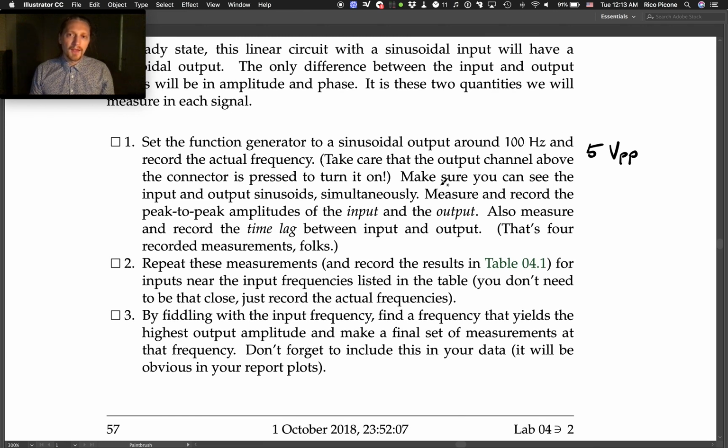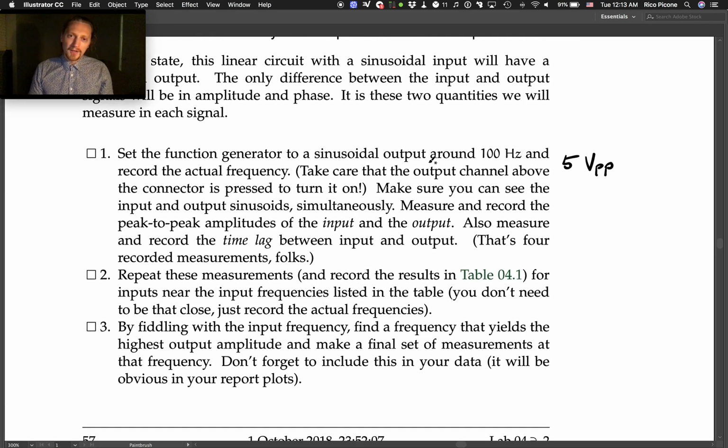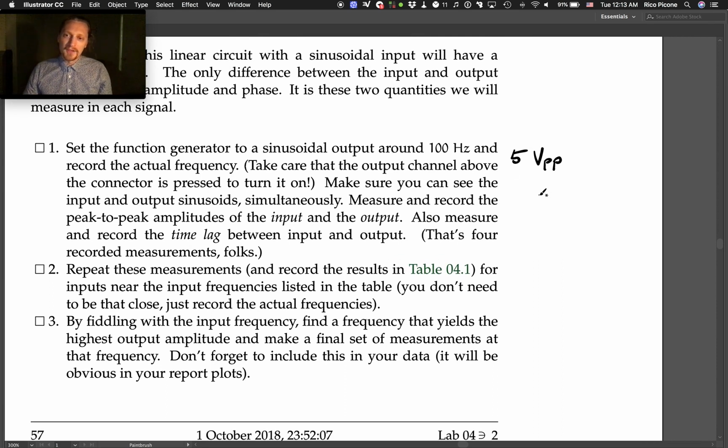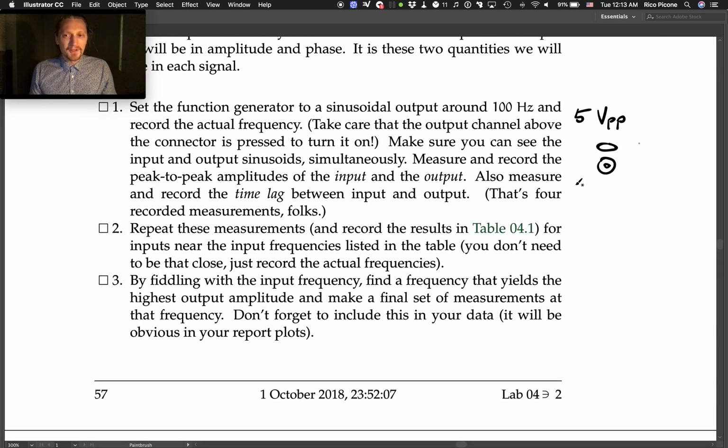So take care that the output channel button above the connector is pressed to turn it on. It's kind of weird on the newer function generators. You have your BNC connector that you're going to be connecting your cable to, and there's a little button right above it that you have to press to turn it on. So it's backlit, so you have to make sure that it's on, otherwise it doesn't come out. I've spent way too much time not knowing why I wasn't getting the signal I expected out of that thing, so it's good to keep in mind.